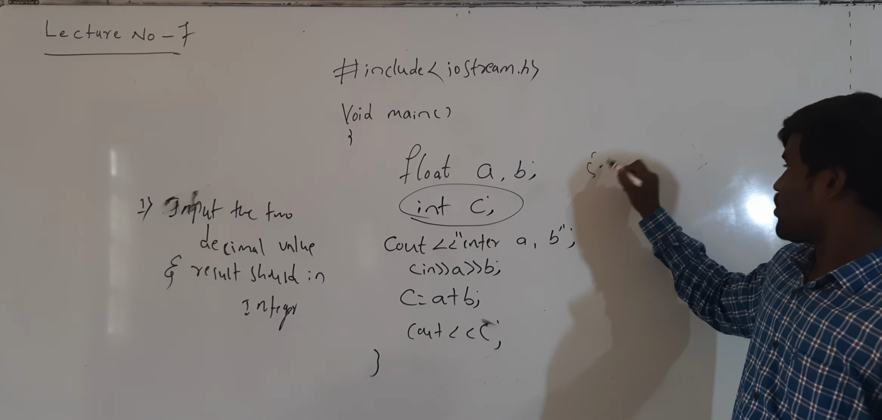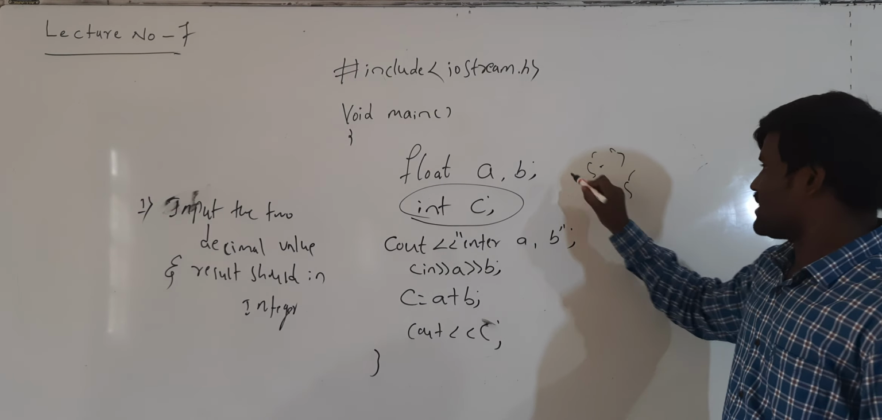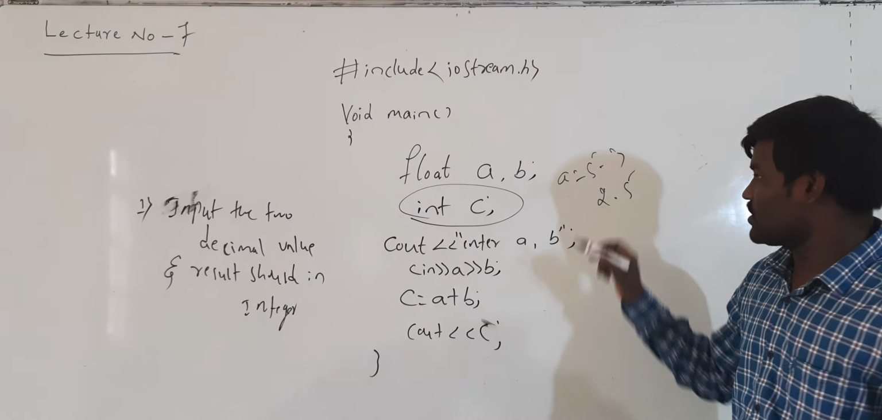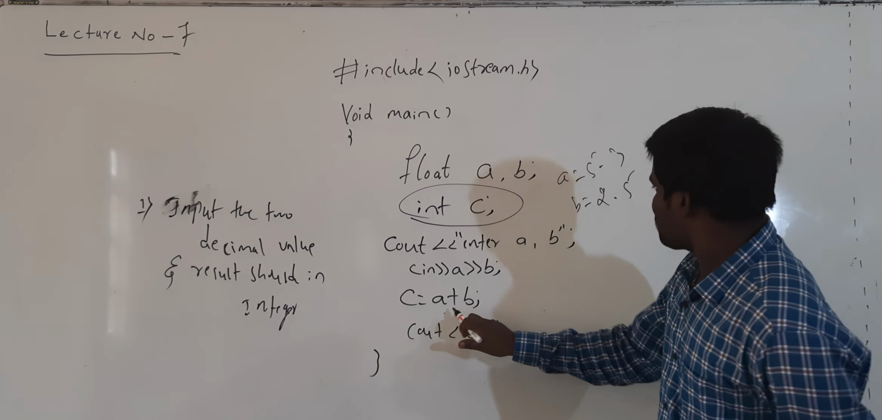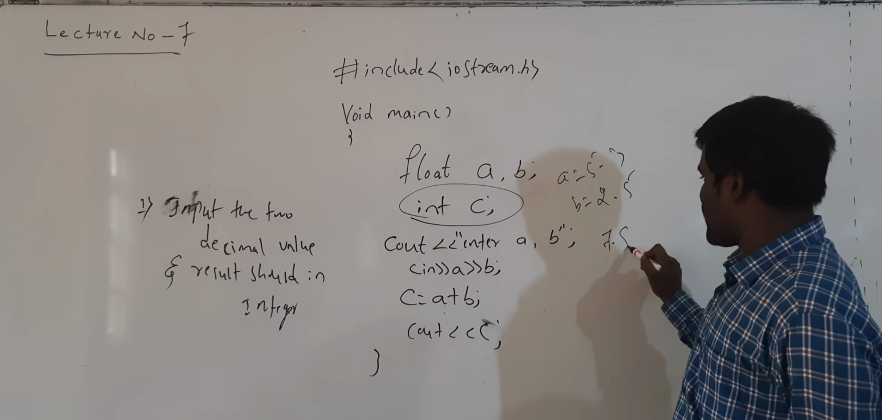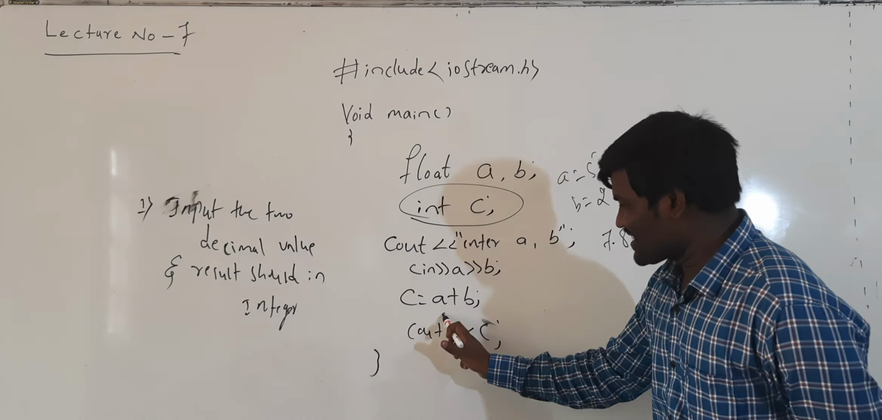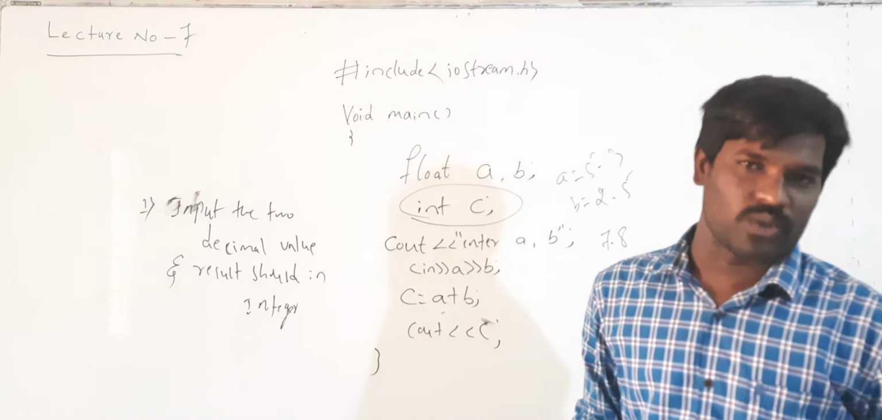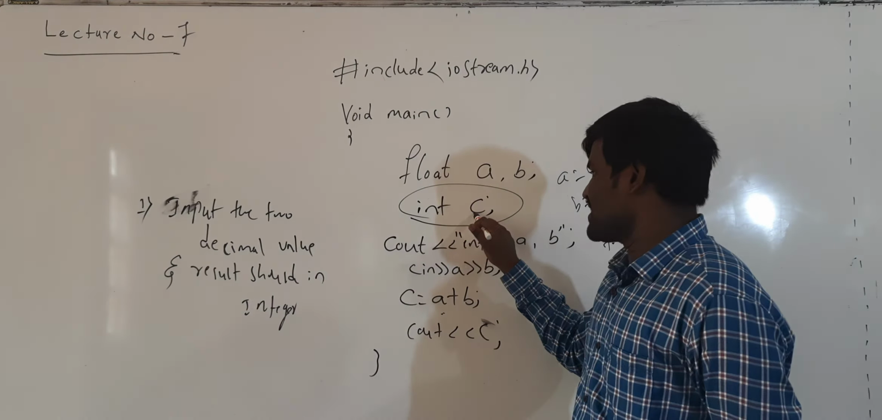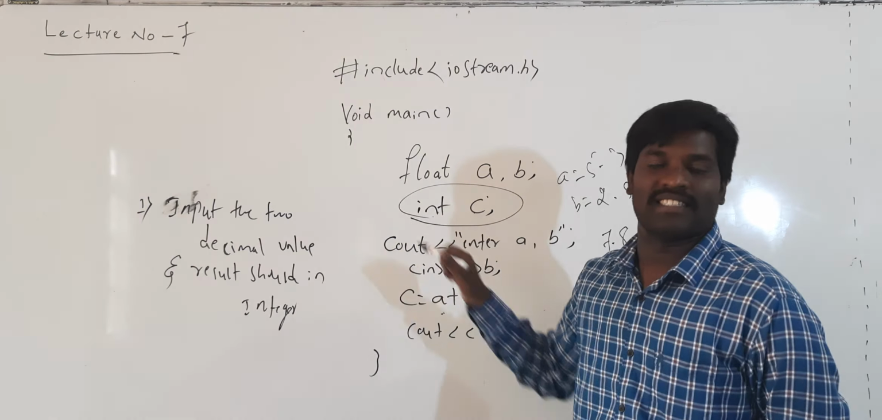Here I can give 5.3 and 2.5. a is equal to 5.3 and b is equal to 2.5. See here, 5.3 plus 2.5 is actually 7.8, but only 7 is stored in c. So why is only 7 stored in c? Because c is declared as an integer.